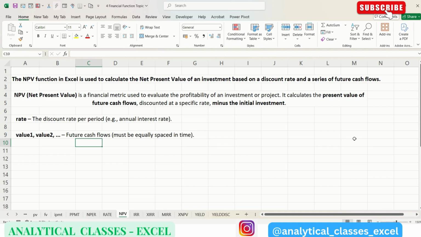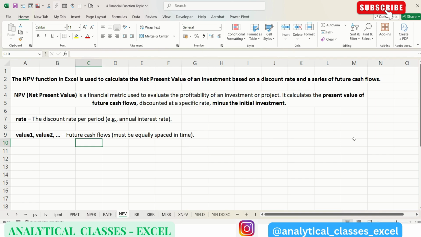So let's assume you have a business, you have invested some amount in it, and the following 3-year future prediction is that you will return rupees X in the first year, Y in the second year, and Z in the third year. So at the present moment you want to analyze whether this business will be profitable or not. So for that NPV is used.